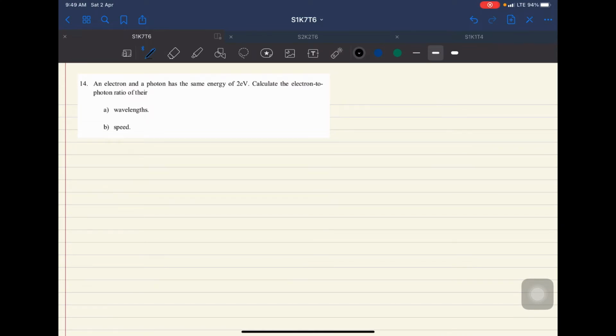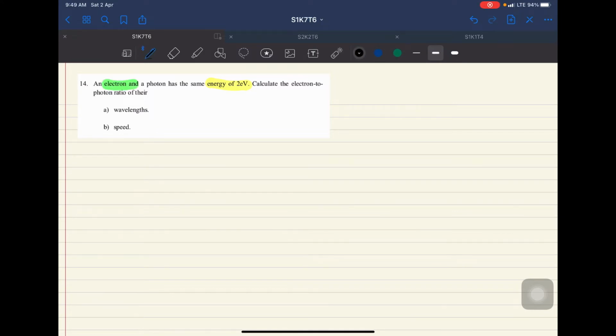For question 14a, they want to find wavelength. Calculate the electron to photon ratio of their wavelength if an electron and photon has the same energy. So they want to compare what if electron and photon has the same energy, and they want to calculate their ratio.